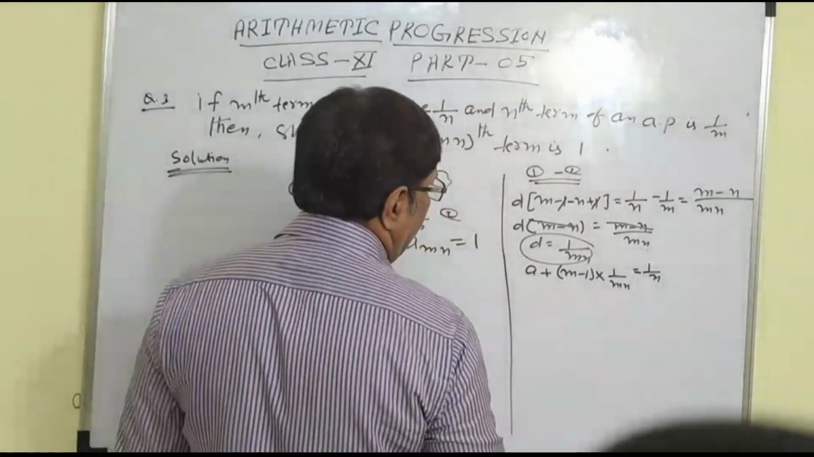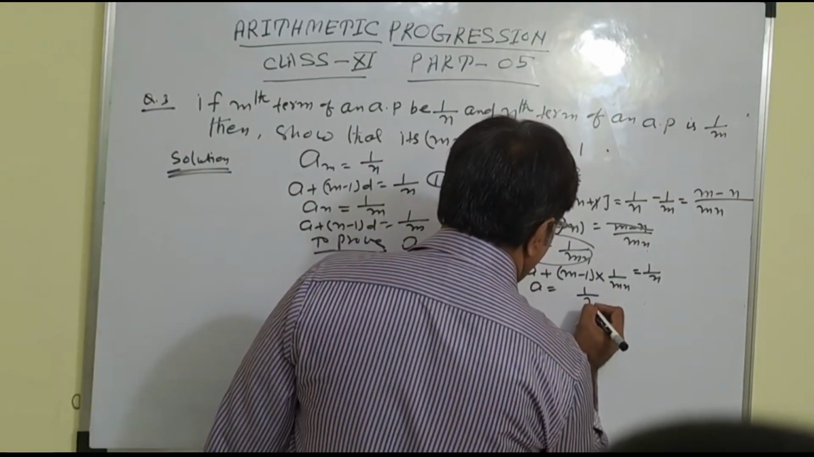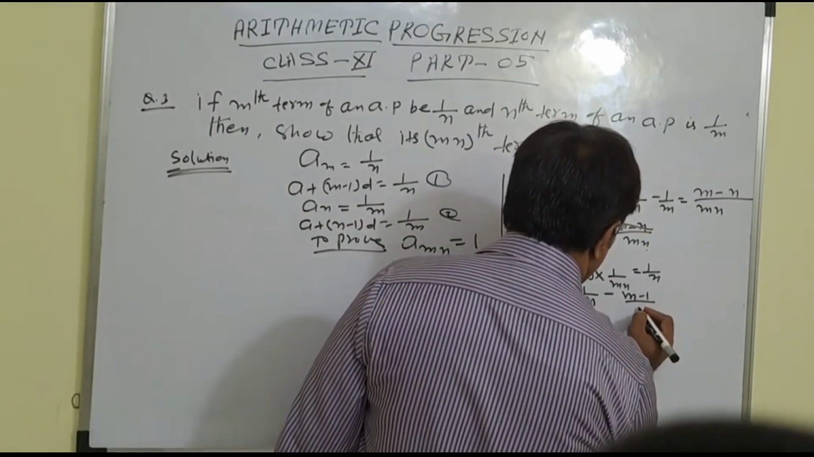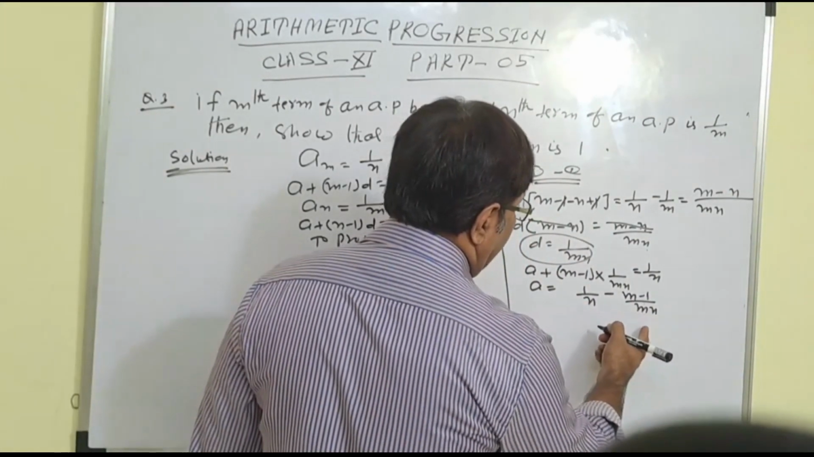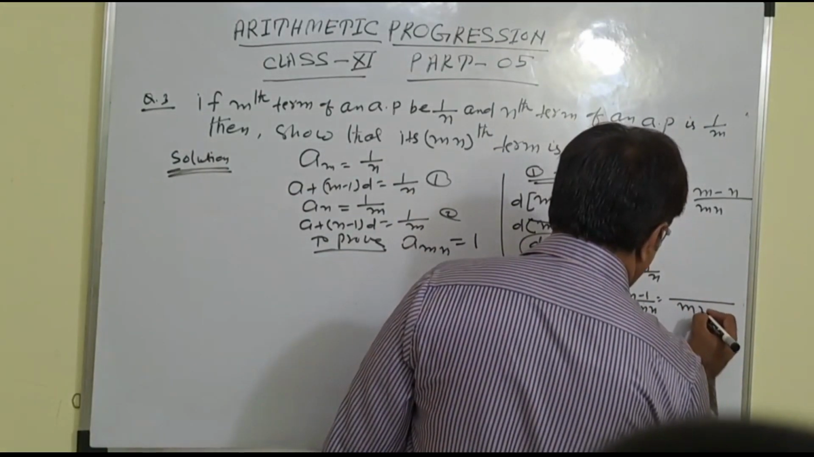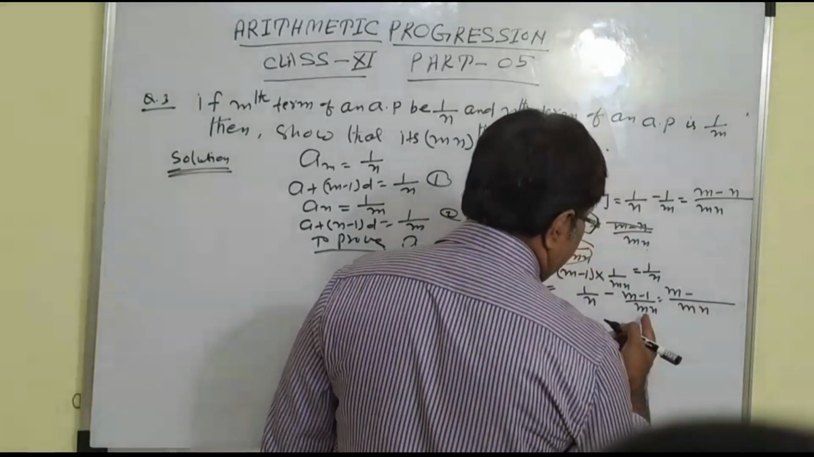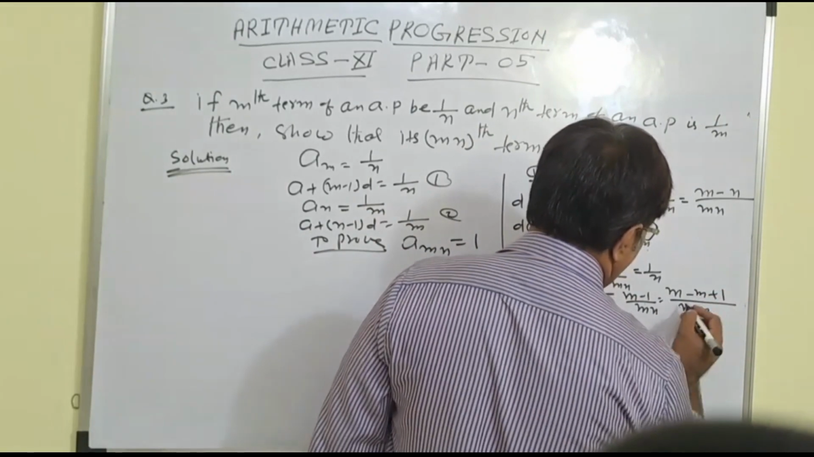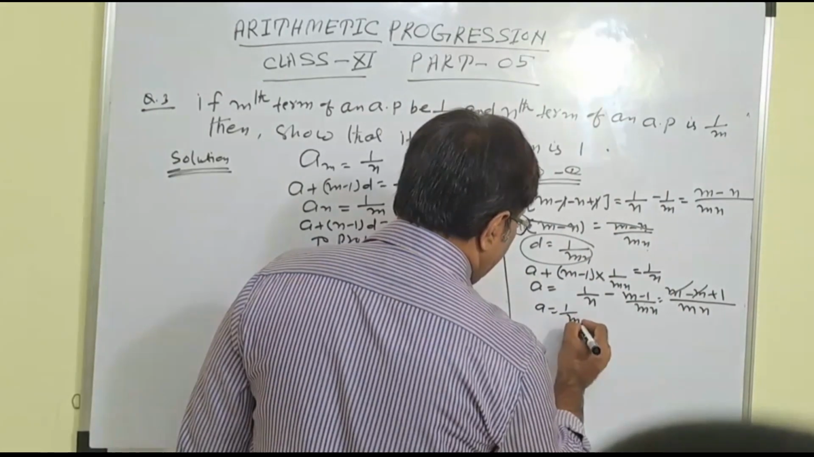Okay. So now you can see we can write A equal to what? That is 1 by n minus m minus 1 by mn. So LCM is mn, so we can write here n, so this is m. So LCM will be here what? mn. So this n cancels m. And here this is mn, so this is minus m and plus 1. So this and this cancel. So you will get what? A equal to 1 by mn.